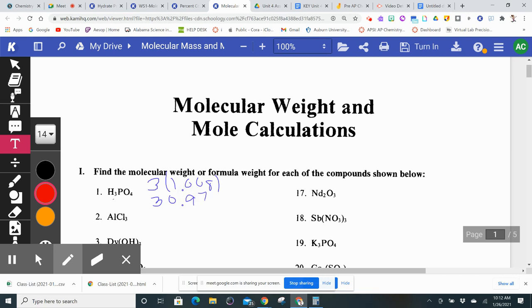30.97. I only have one of those. And then I have 4 oxygens. And we always round oxygen to 16 because it's 15.999. Then I'm just going to multiply that and add them all up. And that's my answer. That's it. And it's grams per mole. Remember, you have to put your units. So it's grams per mole. Because in 1 mole of that, I have that many grams.